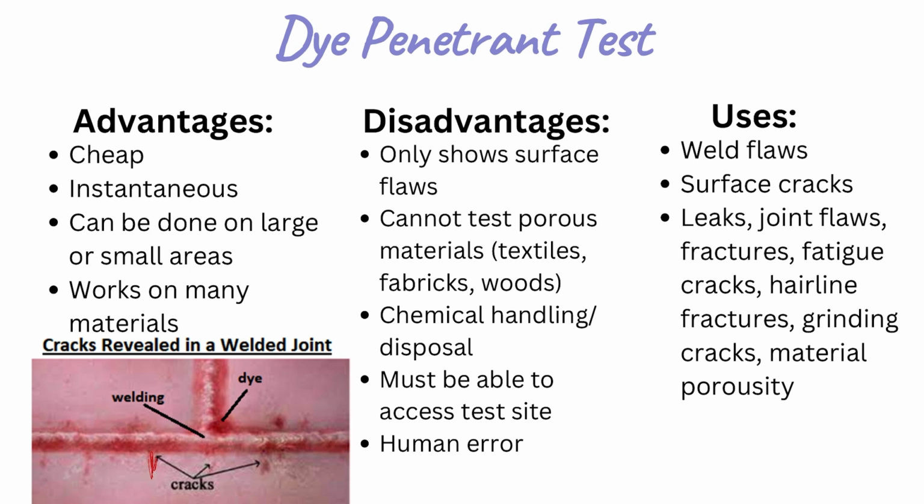Some disadvantages are that dye penetrant tests only show surface flaws. It doesn't detect anything that's below the surface. It cannot test porous materials such as textiles, fabrics or woods because the dye would just soak into all the pores. And chemical handling is a key factor in this test as well. The chemicals that you use need to be disposed of responsibly, and when you're handling them, you need to cover safety methods so that the user doesn't get injured.